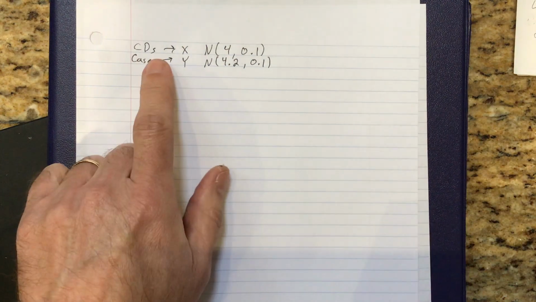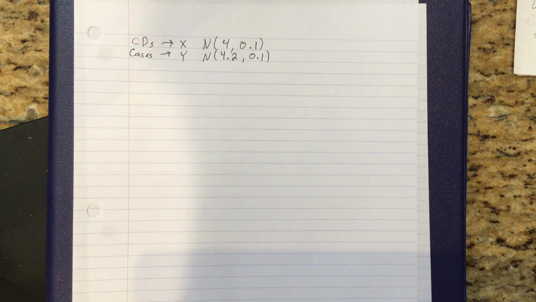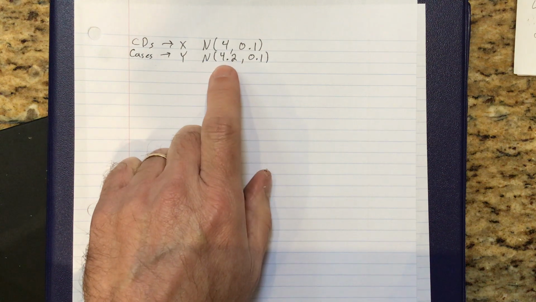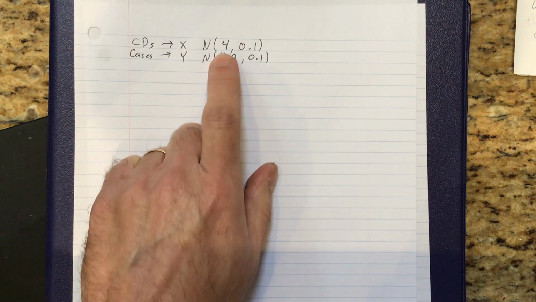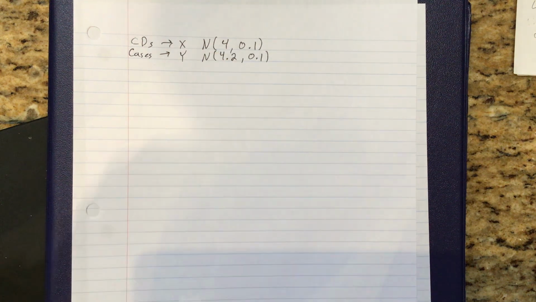Now, notice the cases are on average larger than the CDs, which is a good thing, right? We want the CDs to fit in the cases. I've had students in the past look at this problem and say, oh, cases are bigger than CDs. They always fit, but realize there's variability here, right? Not every case is exactly 4.2. Some are bigger, some are smaller. Not every CD is exactly 4. Some are bigger, some are smaller.